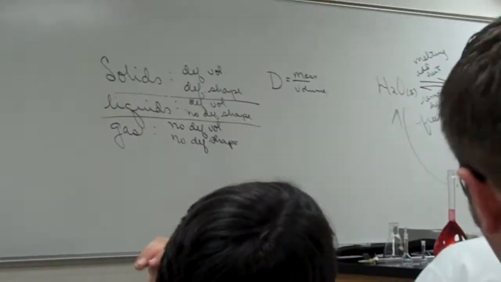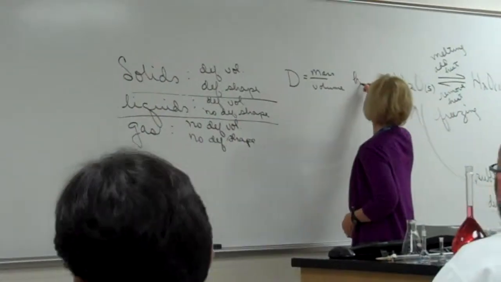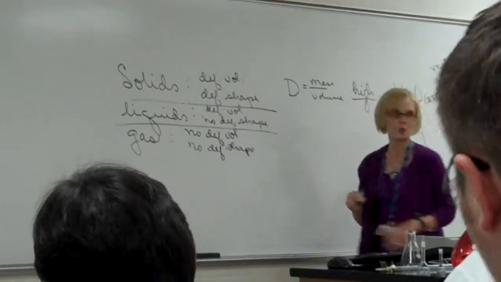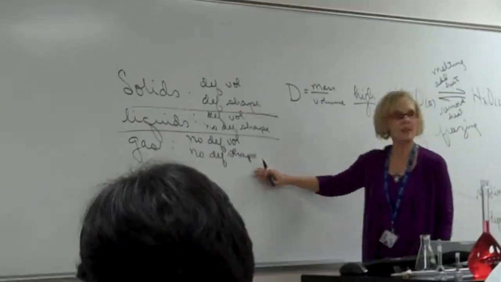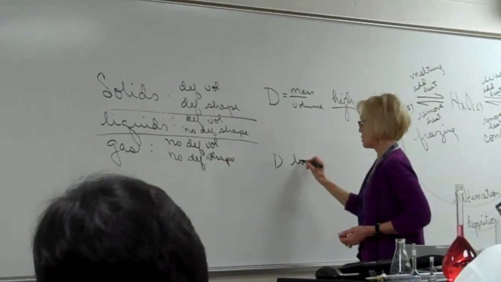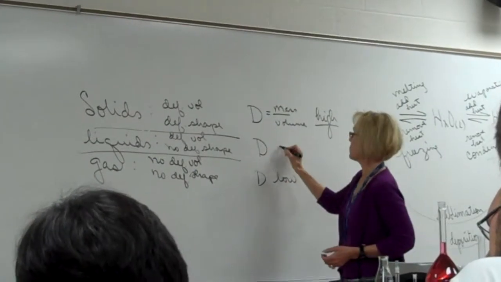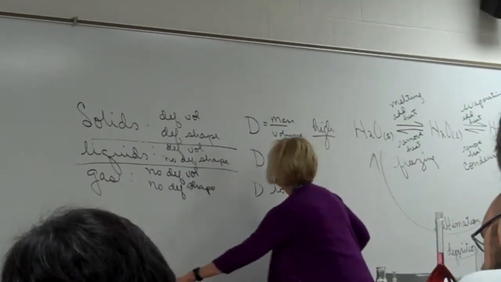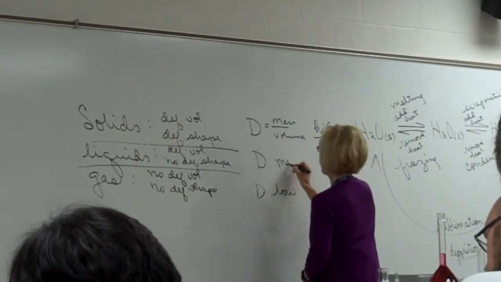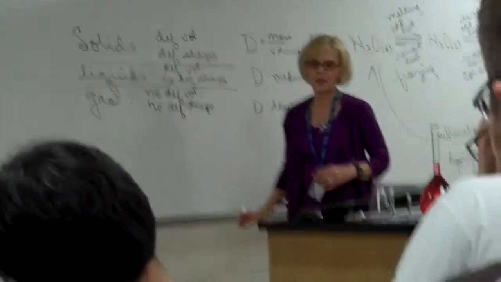Okay, density of most solids. If you had to say high, medium, or low, density of solids tend to be high. Whereas density of a gas tends to be low. And then usually density for liquids is medium, moderate, in between, whatever word you want to use. Okay, now let me get up here.